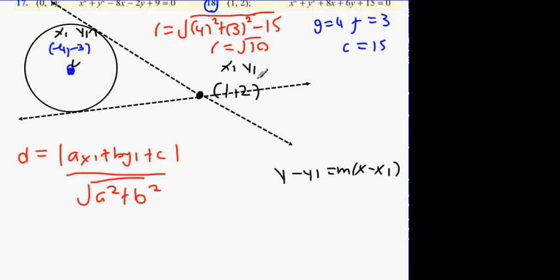Yeah. You agree with that? It contains the point (1, 2). We're going to do this: y minus 2 equals m times (x minus 1). The problem is we don't know the slopes. There's two slopes and we don't know what they are. That's the problem.